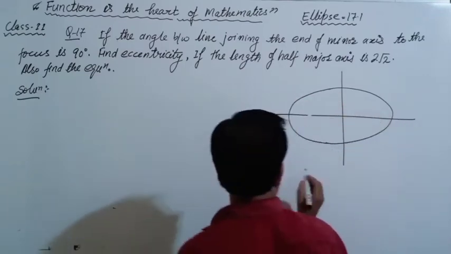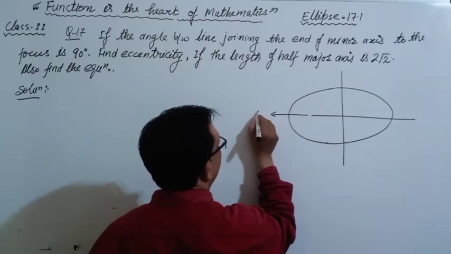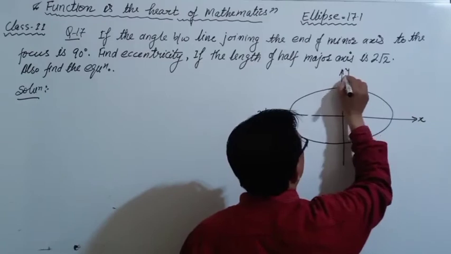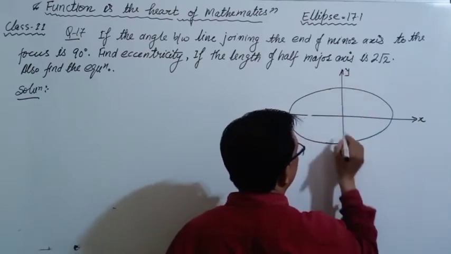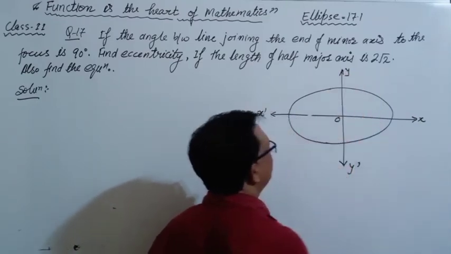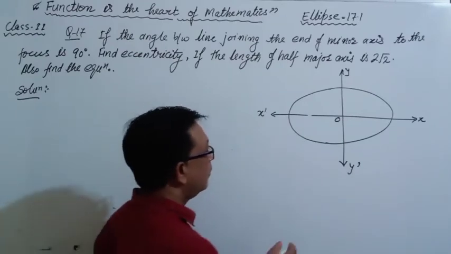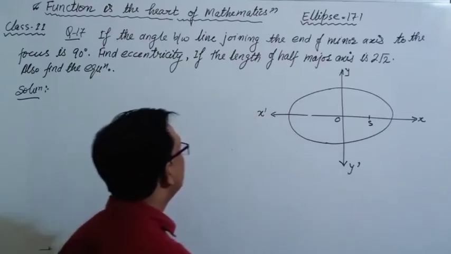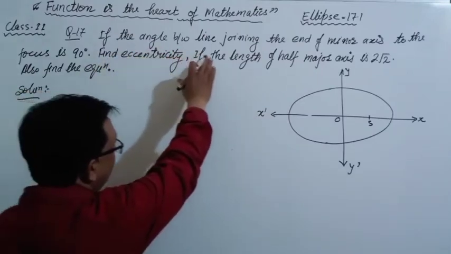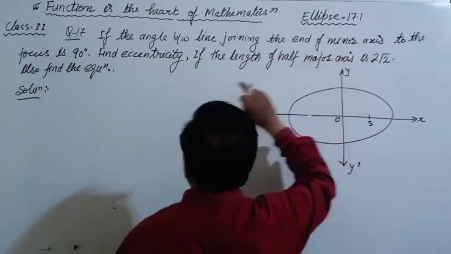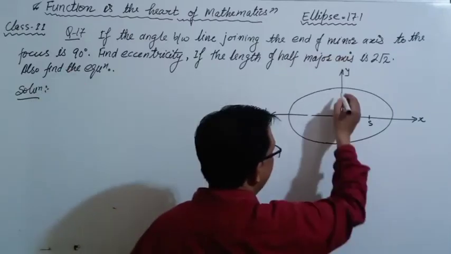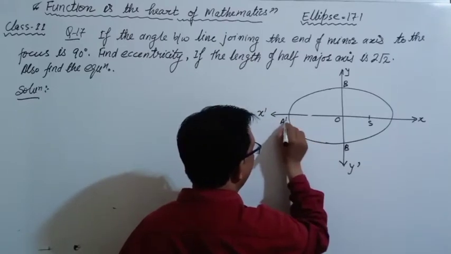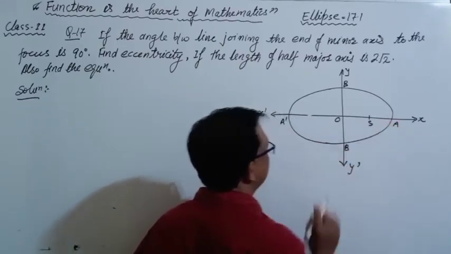Okay, this is your ellipse. Here this is the x axis and this is the y axis and this is the center of the ellipse, the origin. Here is the focus S. The question is, if the angle between the line joining the end of the minor axis to the focus. This is your minor axis, and A A dash is the major axis.